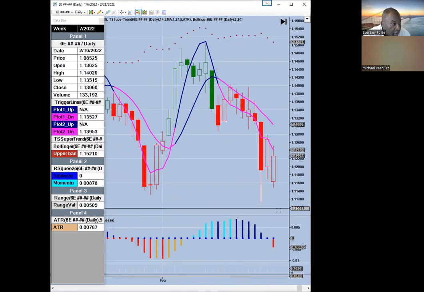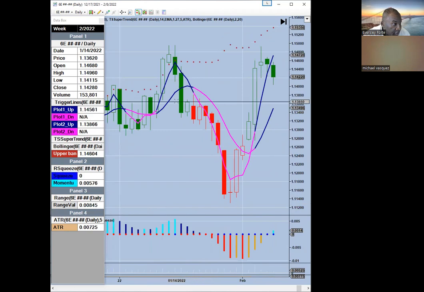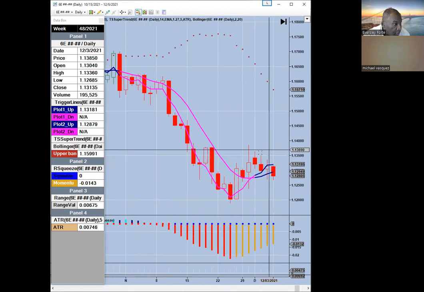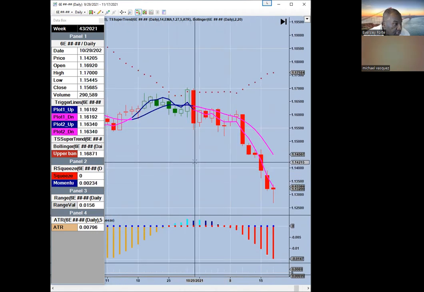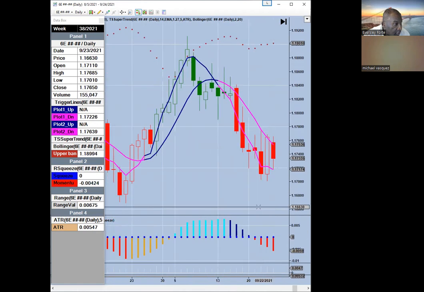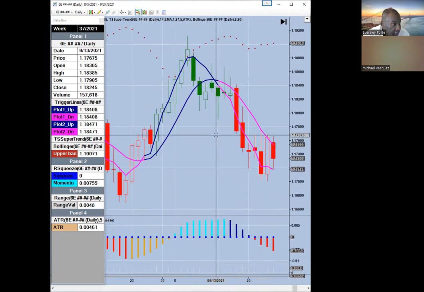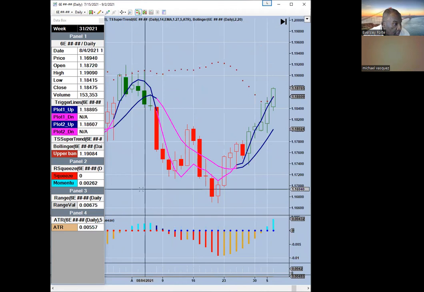And if you were to scroll back, you'll find this scenario happens all the time. Bearish cross, red candle, order fill within 2 days, down. Bearish cross, red candle. Bearish cross, green candle, no trade. Bearish cross, red candle, there's our trade.